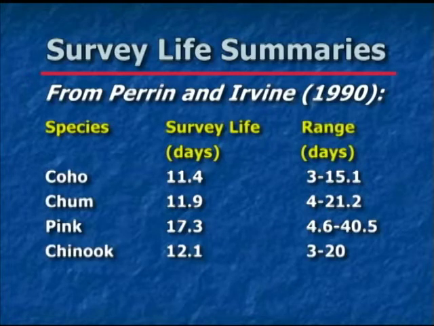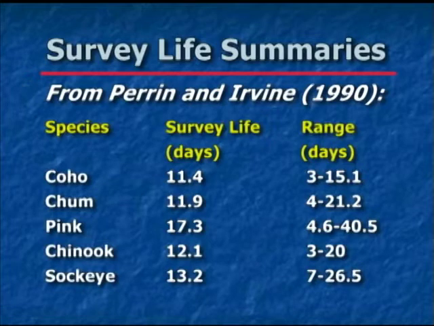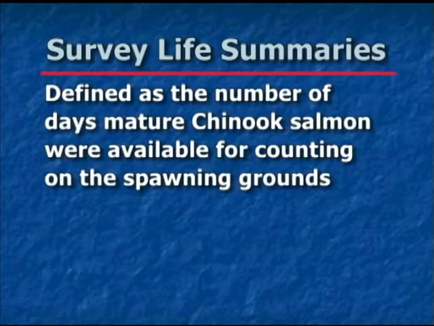Pink salmon, an average of 17, ranging between about 5 and 40 days. Chinook salmon, an average of 12, with a range between 3 and 20 days. And sockeye salmon, an average of about 13, with a range between 7 and about 26 days. So it can be highly variable, and even within a species it can be quite variable. So these are all complexities to consider.